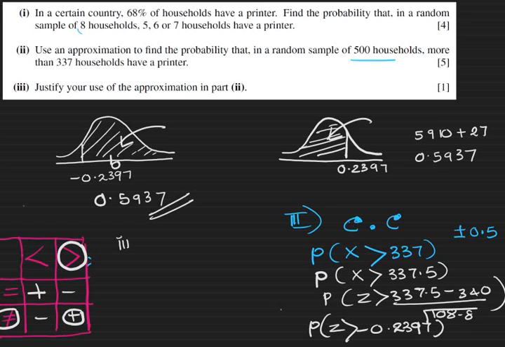And in part 3 we should justify our approximation. Justify means we have to write down the np and nq values and show they are greater than 5. So the values were 340 and 160. Both values are greater than 5.